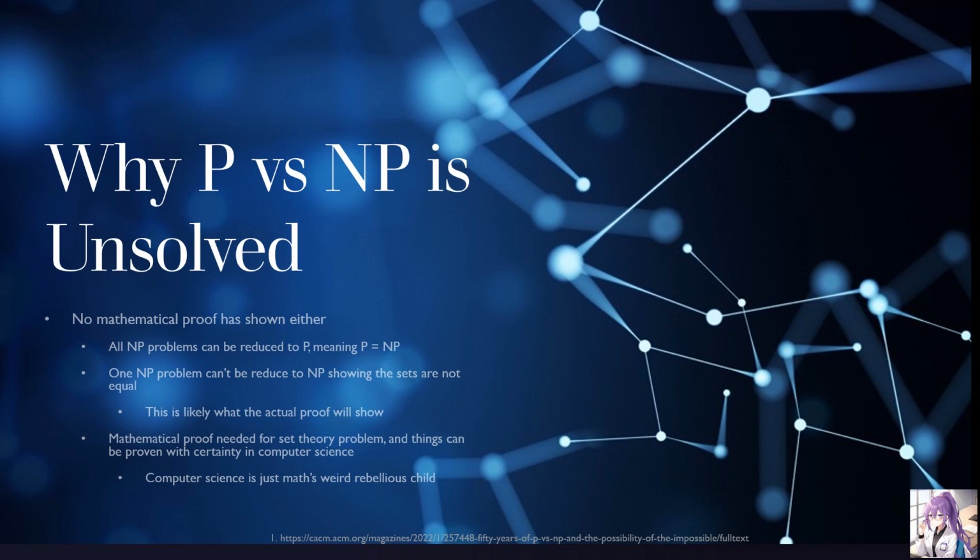So let us talk about why no one has ever solved P versus NP. Part of the reason comes down to computer science being the offspring of mathematics. So far, no one has produced a proof that can show that all NP problems can be reduced to a P problem, meaning that the sets are equal. Or you can find one example that shows the sets are not equal and that's all you need. So someone has to show a proof that one NP problem can't be reduced to a P problem, and thus confirming that the sets are indeed not equal and that P is a subset of NP.